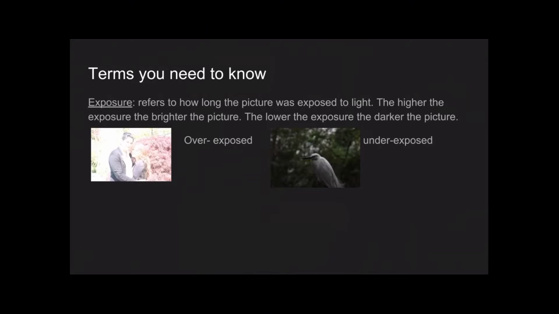So you can see on the left I've got an example of an overexposed picture. That's when the photograph looks washed out, you can't see everything, it's too bright. And on the flip side of that, underexposed is when it's too dark, that not enough light has gotten in and your image is unclear. It's very dark, it's hard to see.